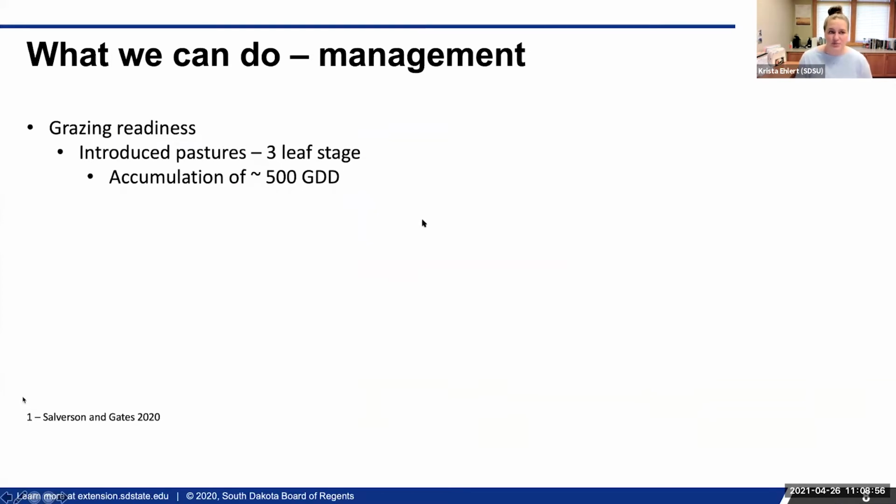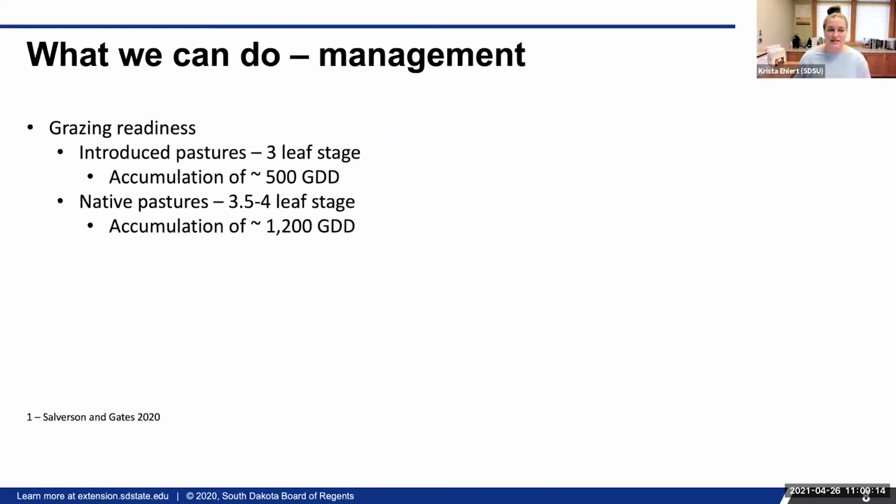Another aspect with management is to consider grazing readiness. And what I mean by that is looking at the actual plant stage of growth. So you want your introduced pastures to be at the 3-leaf stage. They need to accumulate about 500 growing degree days. Whereas our native pastures, you can start grazing those at about the 3.5 to 4-leaf stage. And they need almost 3 times as much accumulation of growing degree days. They need about 1,200.